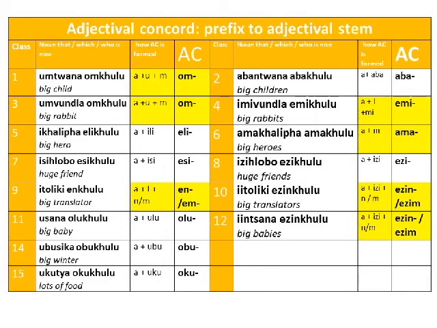So if we want to use the word big, we'll look again at class 1 and 2 there. Umtwana omkulu means the big child. That is the adjectival concord related to umtwana. But abantwana abakulu has a different adjectival concord related to that particular noun class.